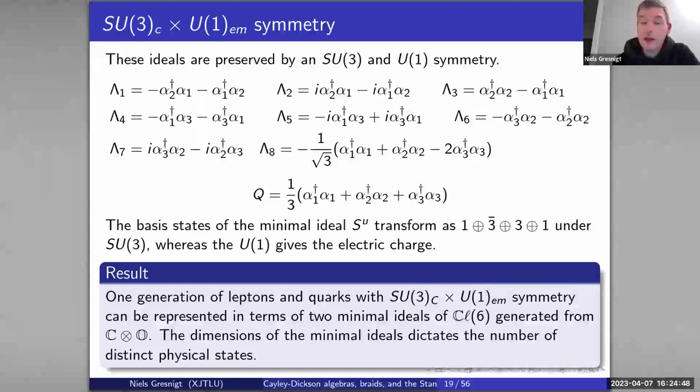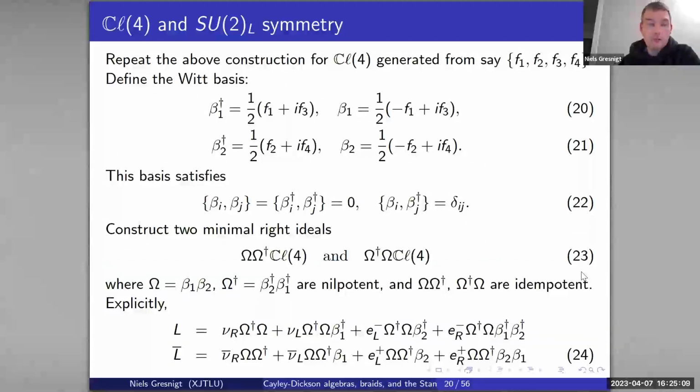So in this case, it's the dimension of the minimal ideal that dictates to you the number of distinct physical states that you can have. And the gauge symmetries are dictated to you by those unitary symmetries that preserve the ideals. So now let's try to redo this construction, but for Cl4. So here the construction I present differs a little bit from Nicole's construction.